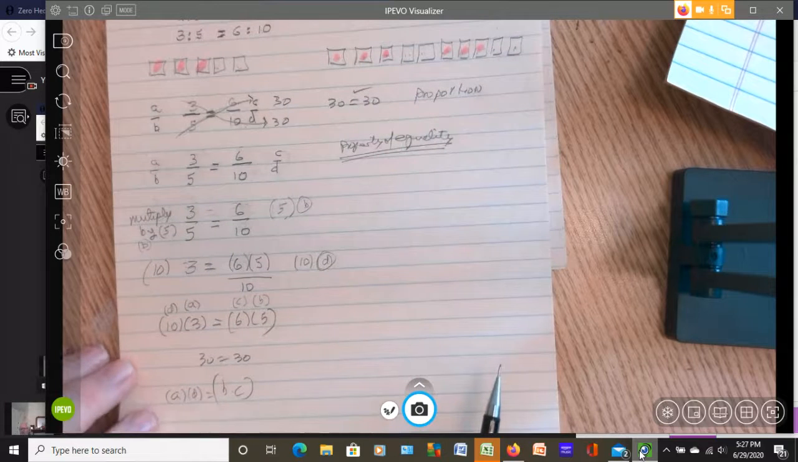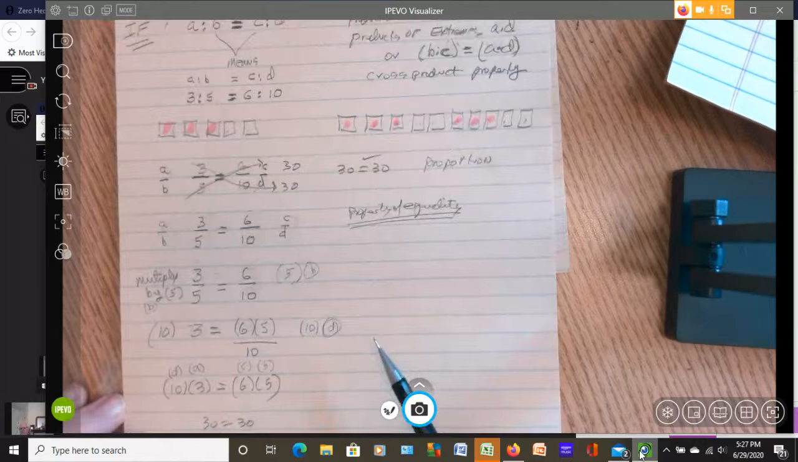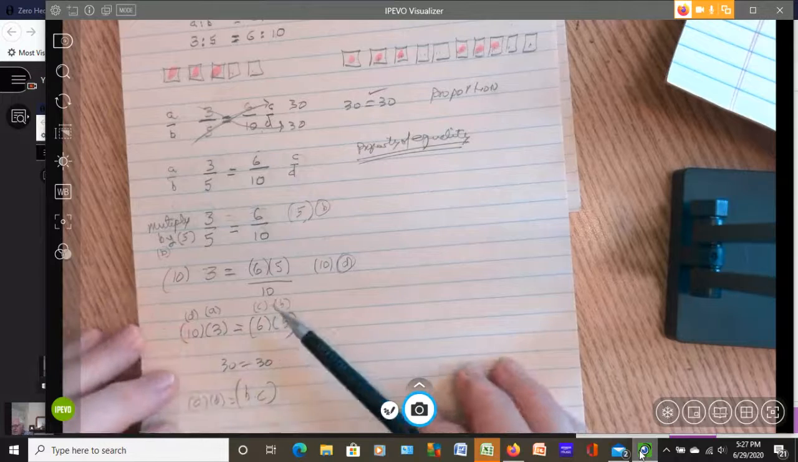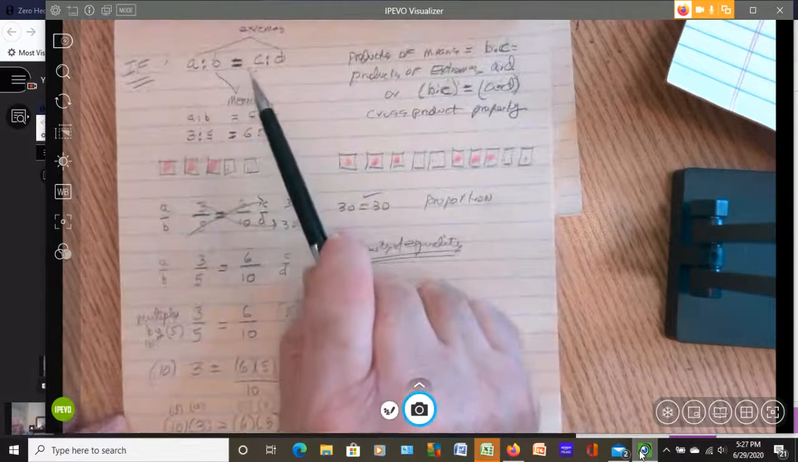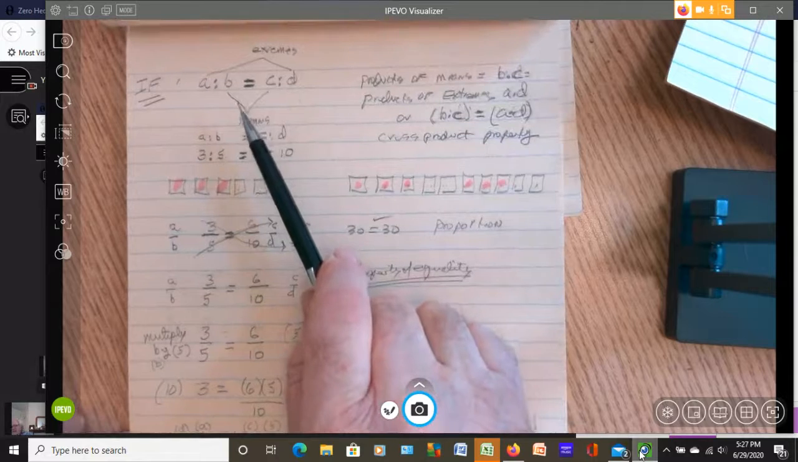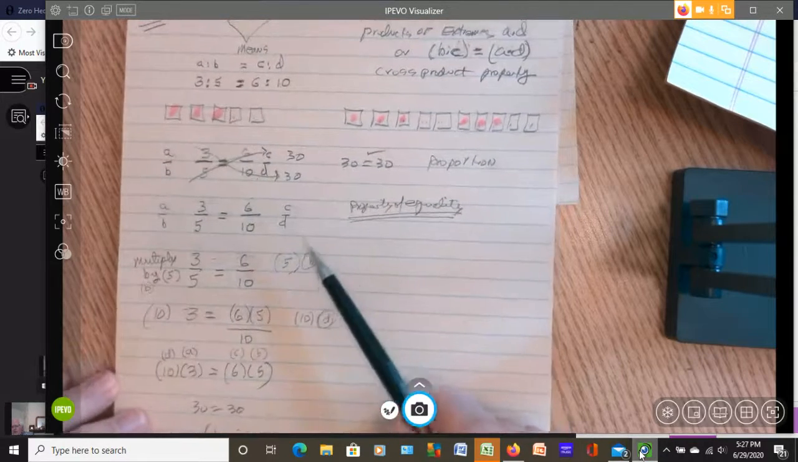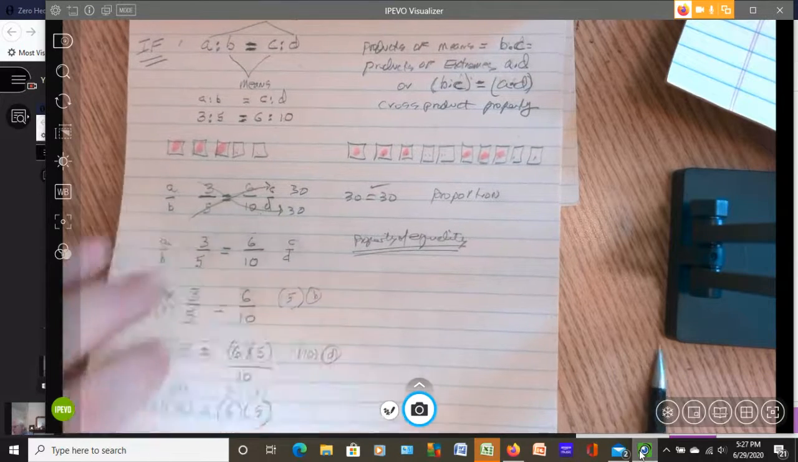Now, why did I do this to you? I wanted you to realize there's a reason why. Using simple arithmetic, we didn't do anything here but a couple of multiplication steps. I can come down here and prove that the product of the means equals the product of the extremes, which is the cross product property that we use to prove whether these ratios are proportional or not.